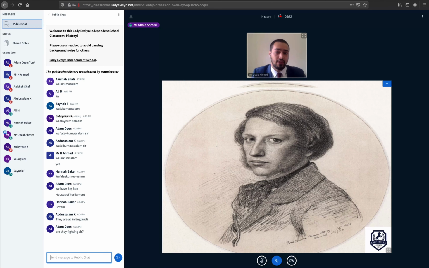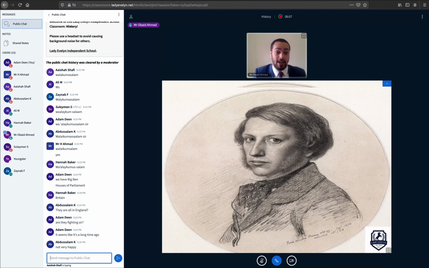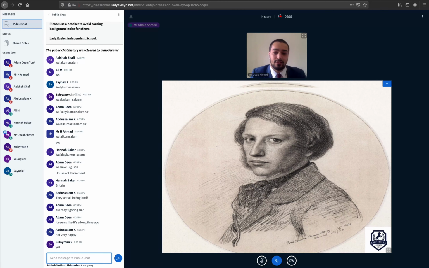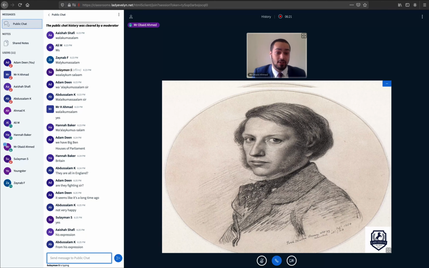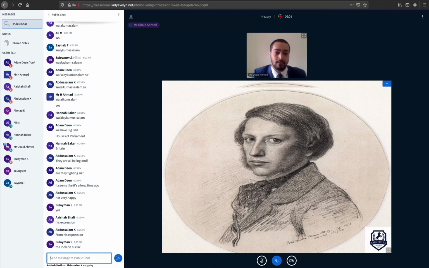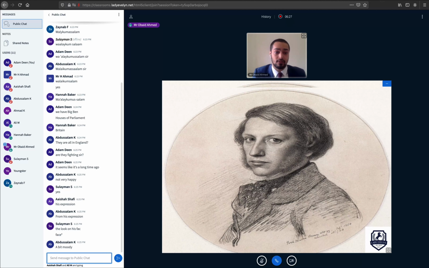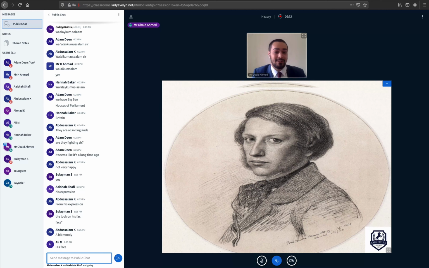What do you make of the figure in this illustration here? What's your first impression of him? It seems like it's a long time ago. I'm not very happy. Yeah, he doesn't look content, does he? Thank you, Salam. And what makes you think that he's not very happy? Aisha, his expression. How would you describe his expression? The look on his face, good. A bit moody. So that's how some of us look first thing in the morning, I guess. His face.